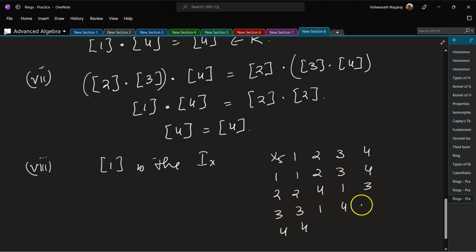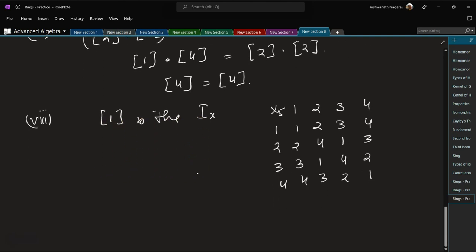3 times 4 is 12, 12 mod 5 is 2. 4 times 2 is 8, 8 mod 5 is 3. 4 times 3 is 12, 2. And 4 times 4 is 16, which is 1. So if you notice, 1 is there in every row. Okay, so that means 1 is a multiplicative identity.